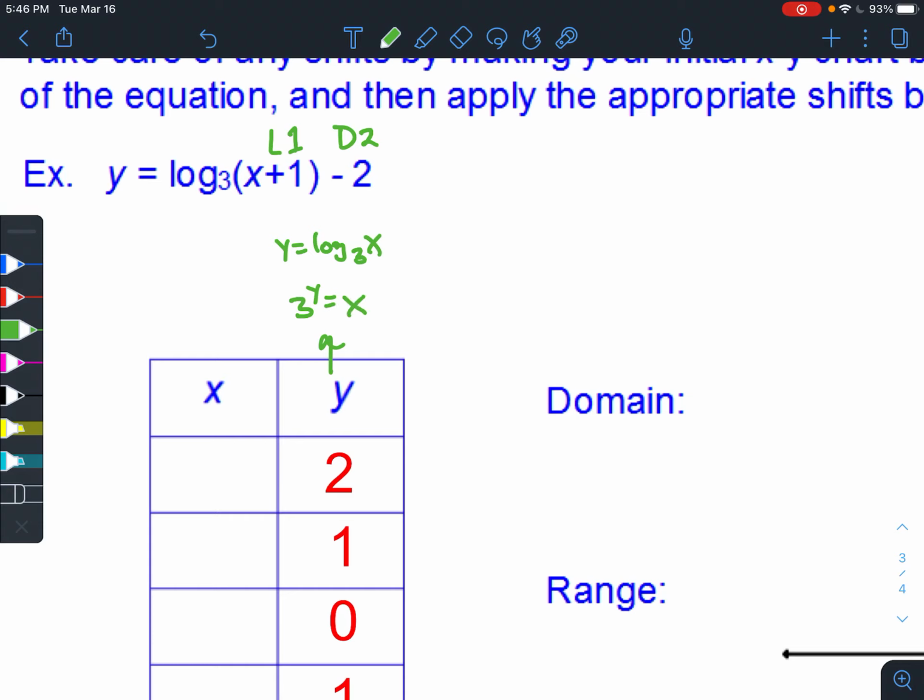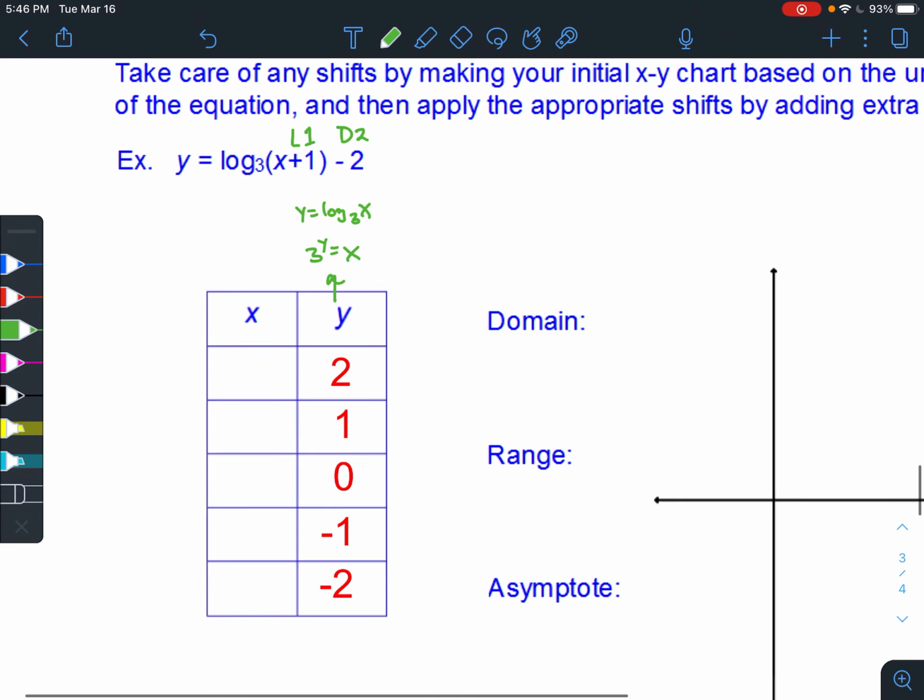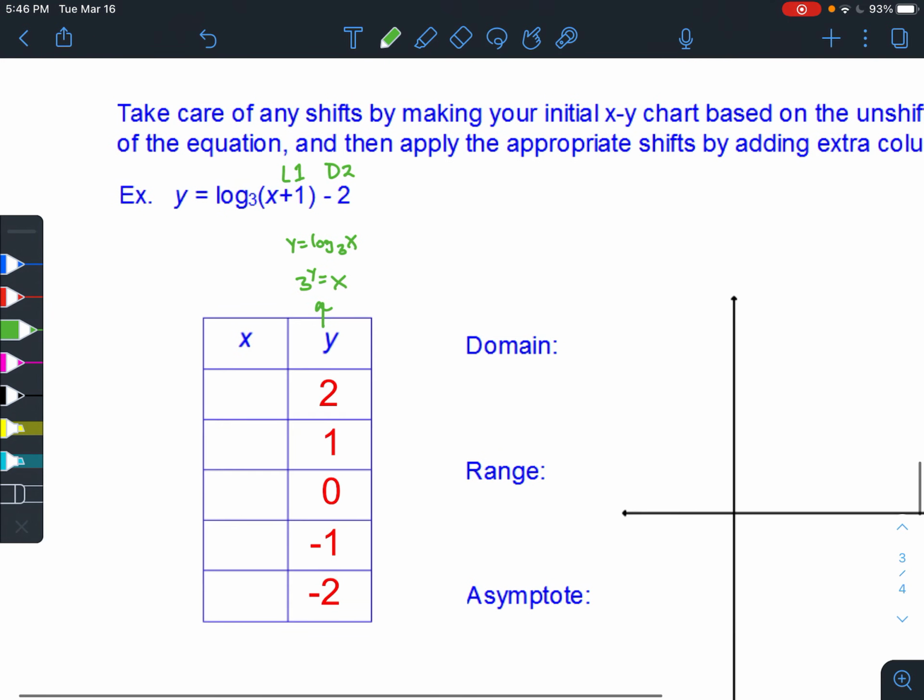Okay, but since we do have the shifts, we're going to add extra columns on here to accommodate those shifts. All right, so anyway, here we go. I'm going to take 3 to the various powers I have in my y column, and 3 squared, of course, is 9. 3 to the first is 3, 3 to the 0 is 1, 3 to the negative 1 is 1/3, and then 3 to the negative second is 1/9. All right, so there we go.